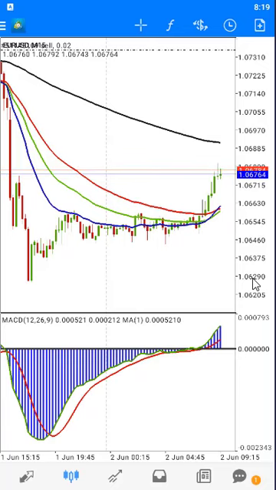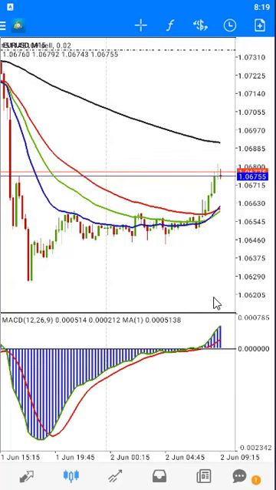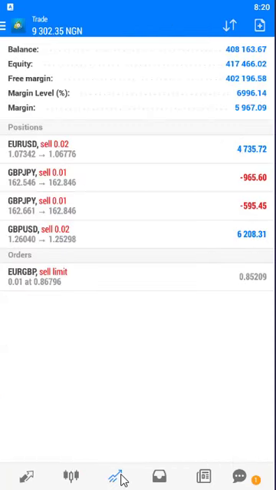1.06290. Okay. So that will give us somewhere around 100 pips as take profit. Wow. 105 actually. So let's use this value as our take profit. Okay. So to do that, let me quickly do that. 1.06290. So I will just come back here.